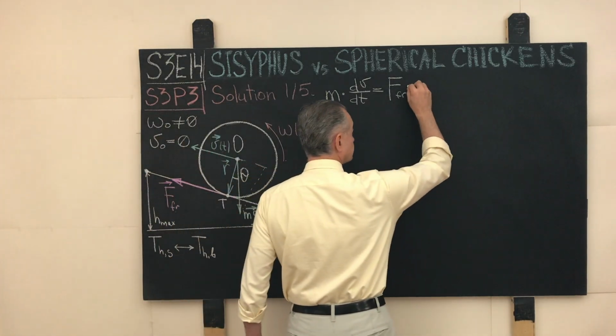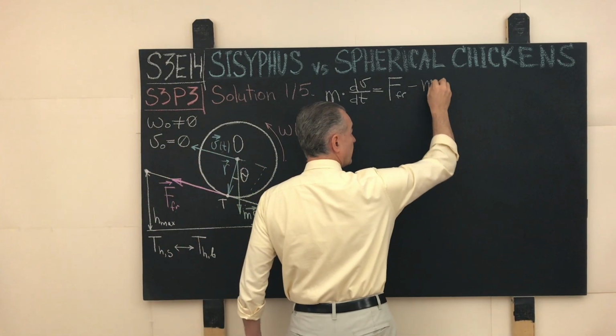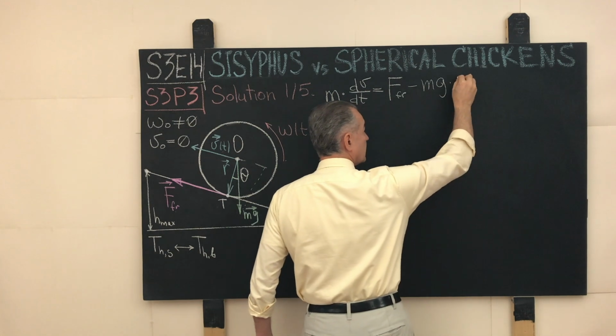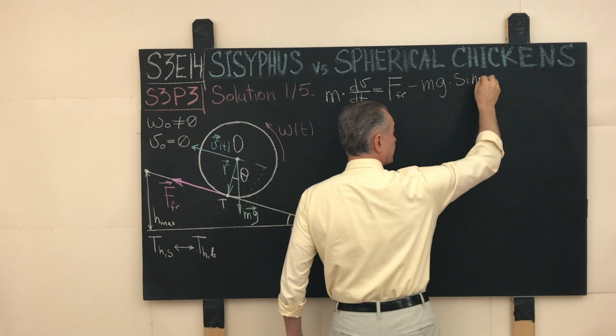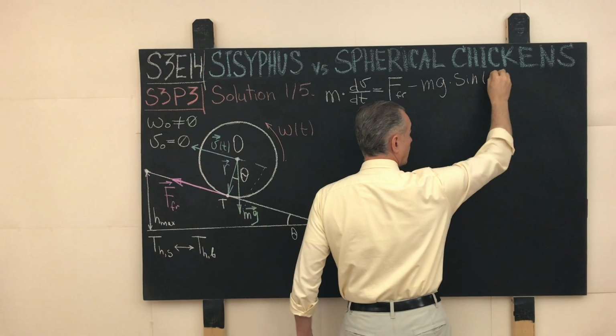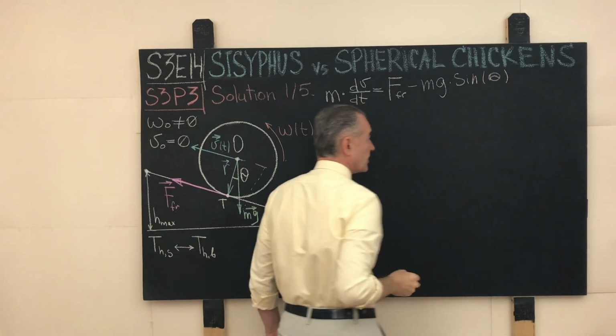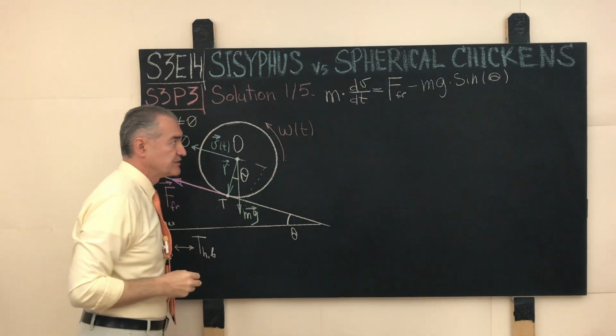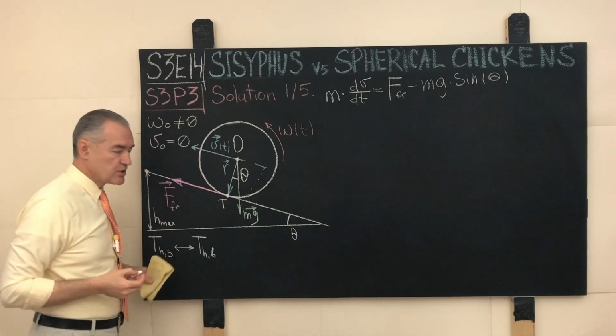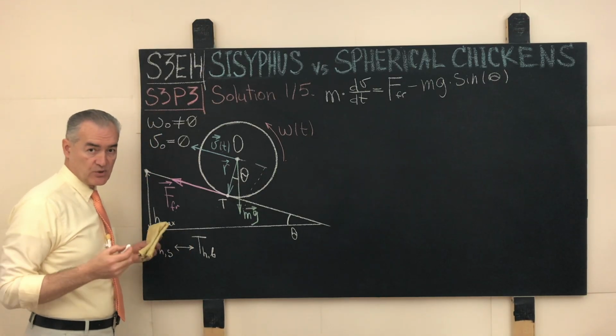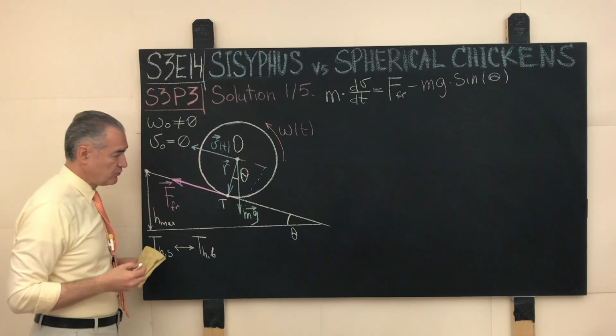Minus mg times the value of the trigonometric function of sine of theta, even though it is not that important in this case. Now, this is one equation. What is the second equation? Well, the second equation that we will bring in over here, we have what?